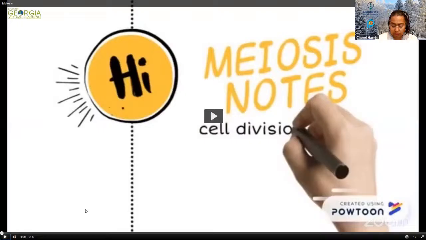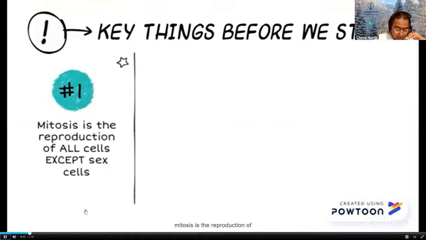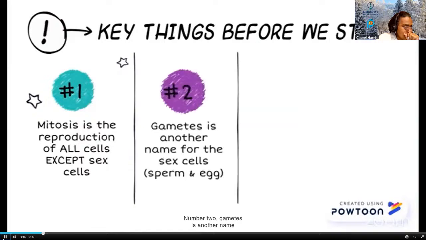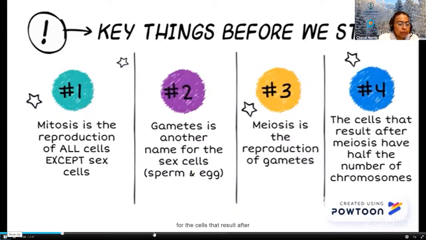Meiosis notes. Cell division of the sex cells, sperm and egg. Before we start, number 1, mitosis is the reproduction of all cells except sex cells. Number 2, gametes is another name for sex cells. Number 3, meiosis is the reproduction of those gametes. And number 4, the cells that result after meiosis have half the number of chromosomes.